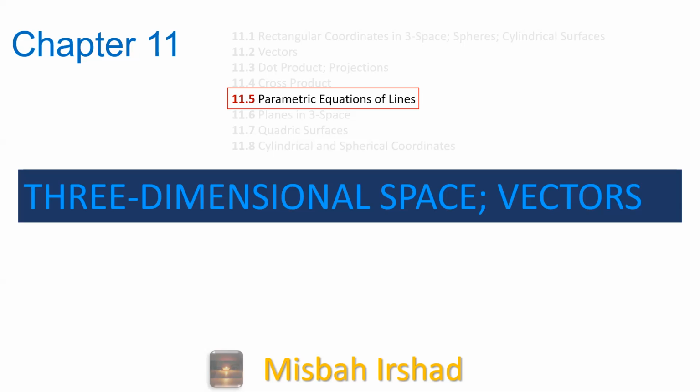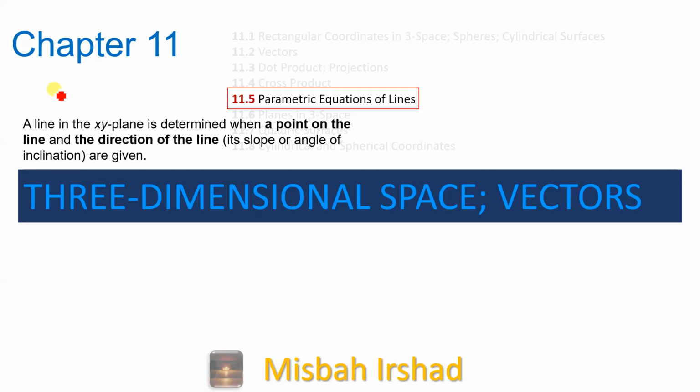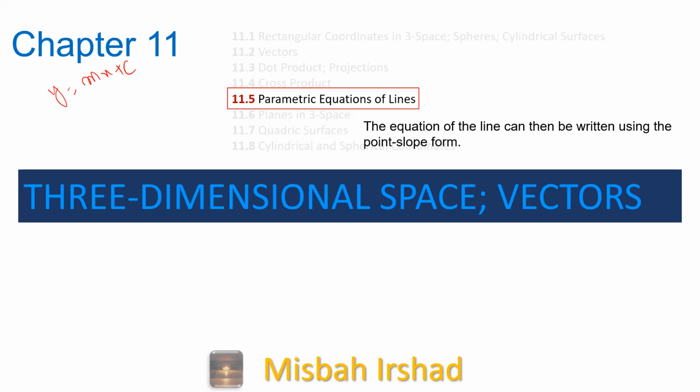So in two dimensions, we are familiar with equations like y is equal to mx plus c, where m is the slope or gradient of the line and c is y-intercept of the line. But in three dimensions, a single equation is no longer enough. So instead, we use vectors and parametric equations to describe a line.